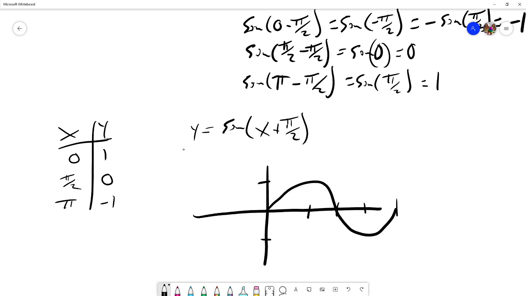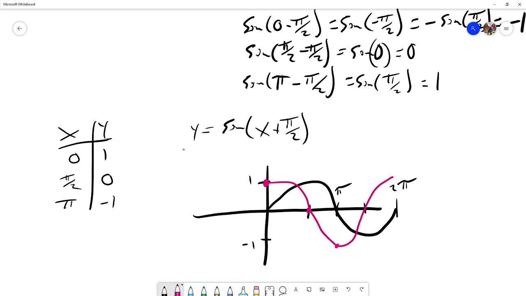And here's our tick marks. So there's 2 pi, there's pi, 1, negative 1. And then here's our change. So here's the first point, second point, third point. So we get something that's going on like this here.